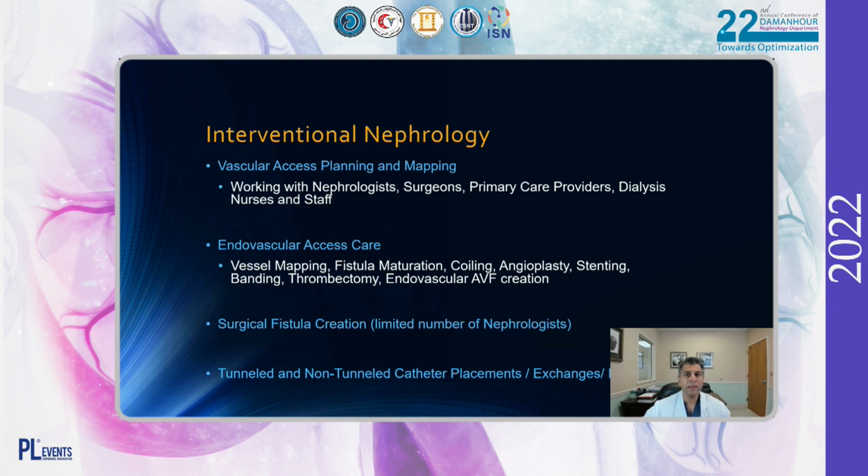Surgical fistulas are being done by a select number of nephrologists in the United States. However, in general, most of the time in the United States, surgeons and vascular surgeons are placing the surgical fistulas. Interventional nephrologists generally do the endovascular management of this as well. However, there are certain parts of the country where interventional nephrologists are creating surgical fistulas and grafts and having excellent outcomes. And of course, we also manage all the tunneled catheter and non-tunneled catheter replacements, exchanges, and removals as well.